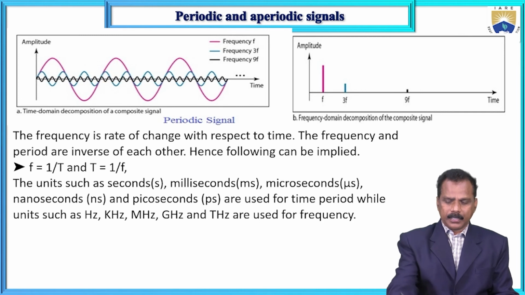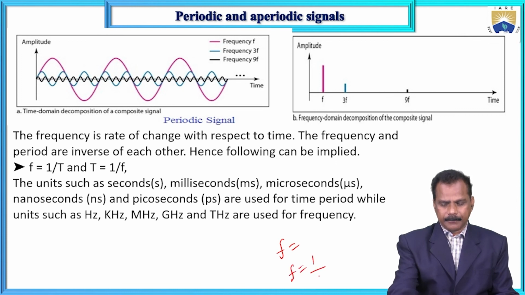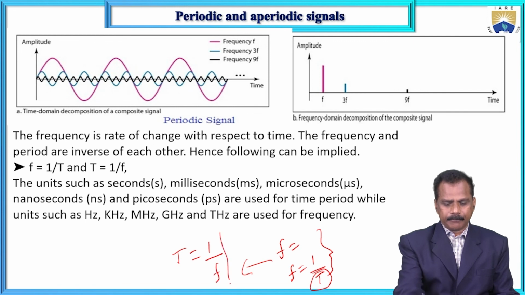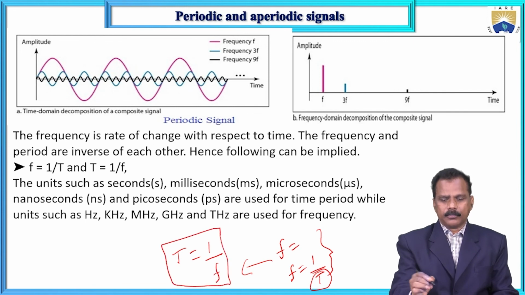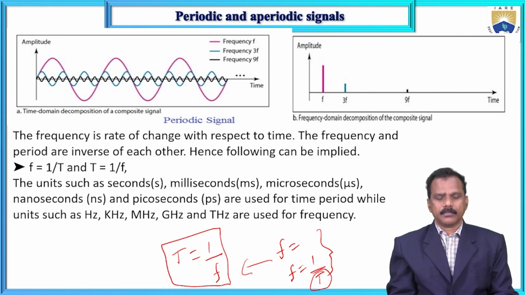Here it is mentioned that f is equal to 1 by T. If you want to calculate the time, the T value, then T is equal to the reciprocal of the frequency f. Like this, with reference to both the time domain and the frequency domain.